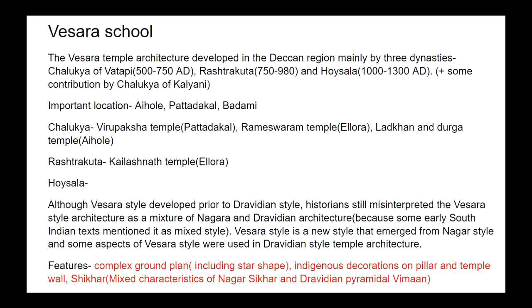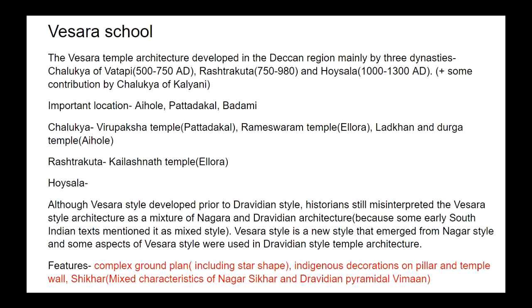So Vesara style is a new style that emerged from Nagar style, and some aspects of Vesara style were used in Dravidian style temple architecture. So it was not the Vesara style temple architecture that copied from Dravidian style, it was Dravidian style temple architecture that copied the features of Vesara style temple architecture. The features of Vesara style temple architecture are complex ground plan including star shape, indigenous decoration on pillar and temple wall, Sikhar, mixed characteristic of Nagar Sikhar and Dravidian pyramidal Viman.